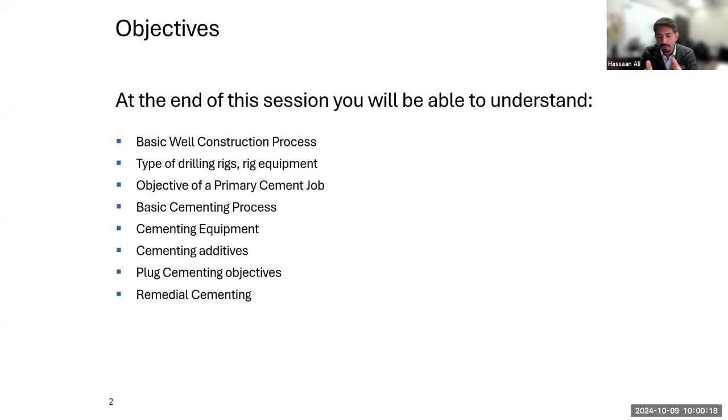There are two different things. Cement is one thing, cementing is another thing. We are going to talk about both of these things because cement is primarily the product and cementing is the process. And finally, we are going to talk about different types of cementing equipment, cementing additives, different types of cementing, and then we are going to conclude the presentation with a question and answer session.